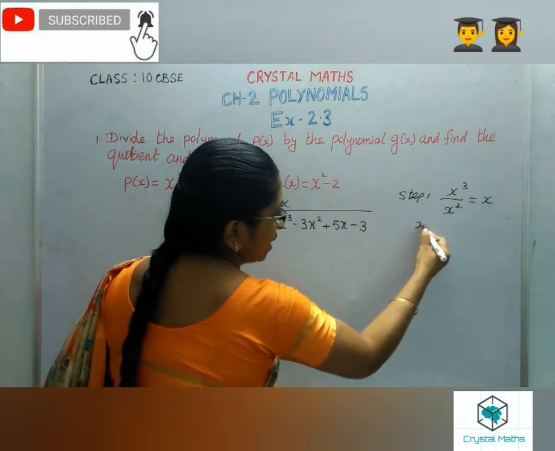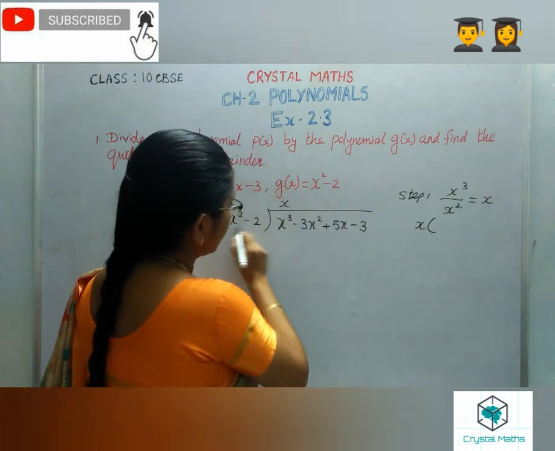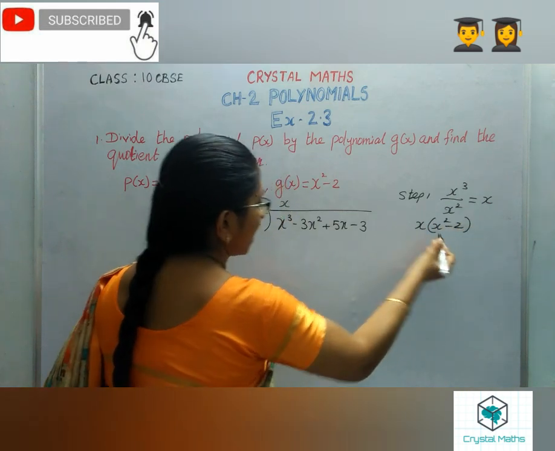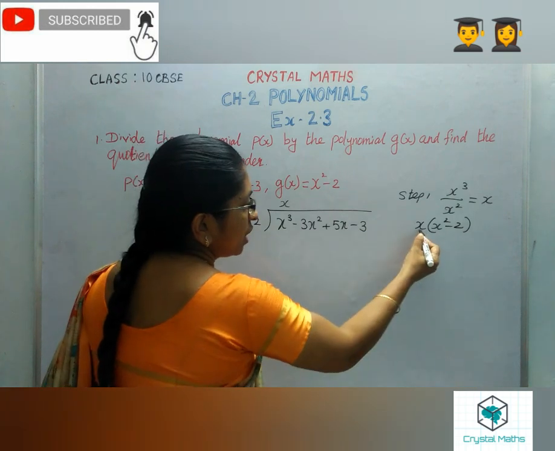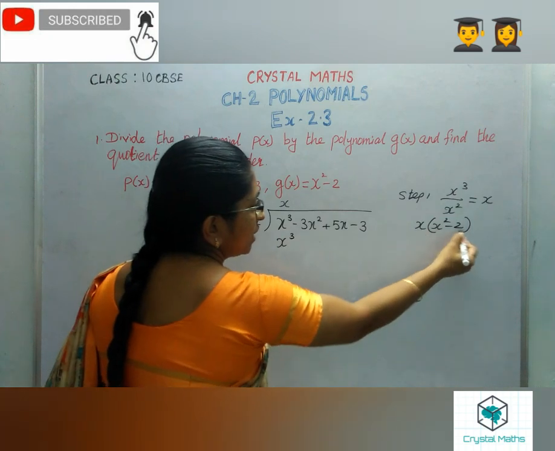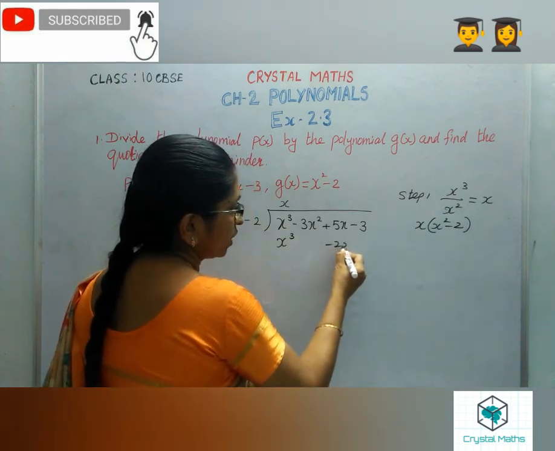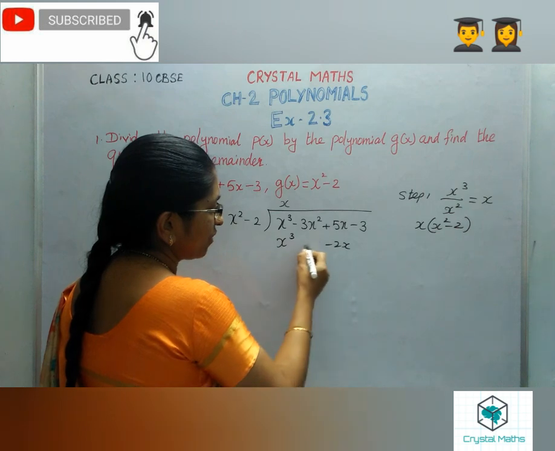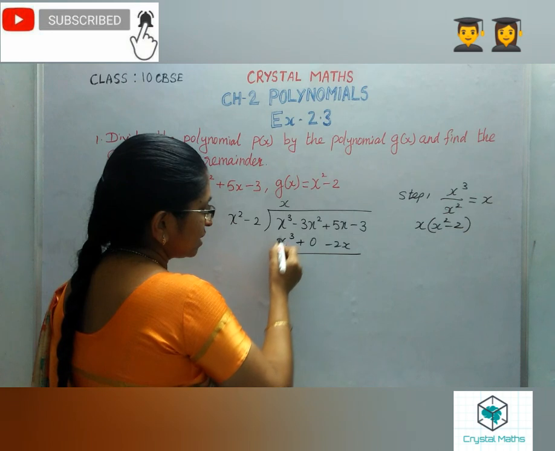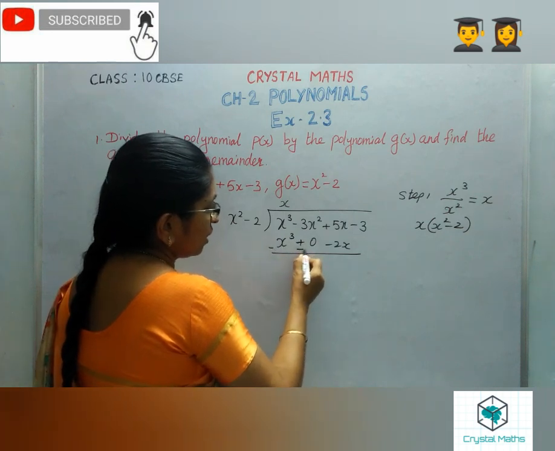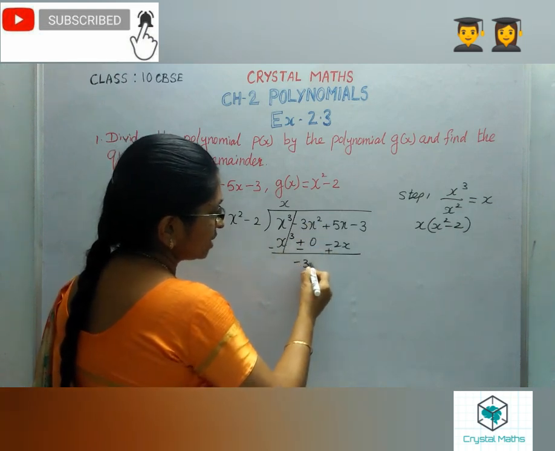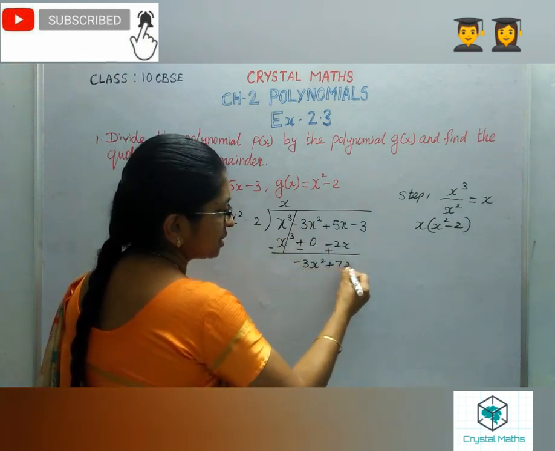After that, multiply that x with the divisor, that is x square minus 2, and write the answer in this place. x into x square, x cube, x into minus 2, minus 2x. Here in x square place we don't have anything, let us write 0. Then we need to subtract, that is, we have to change the sign and add it. So we are getting minus 3x square plus 7x.